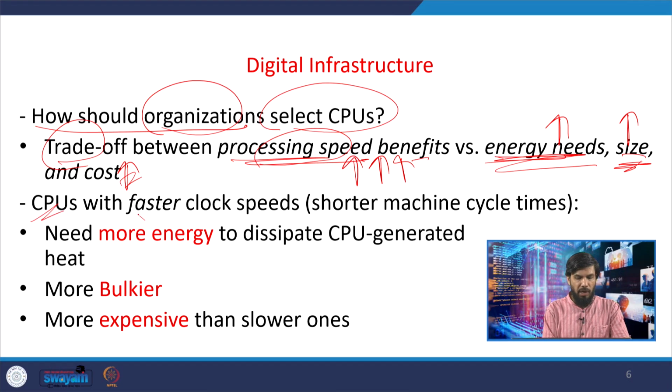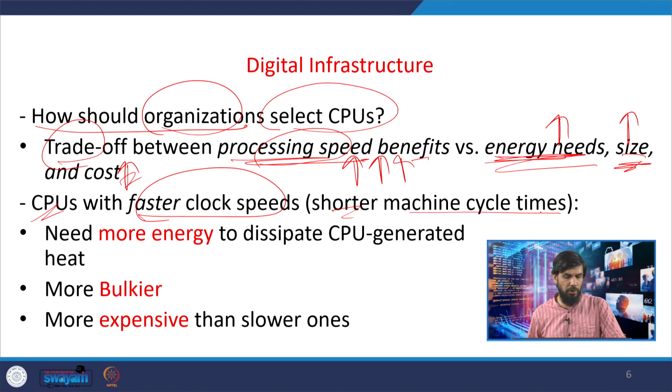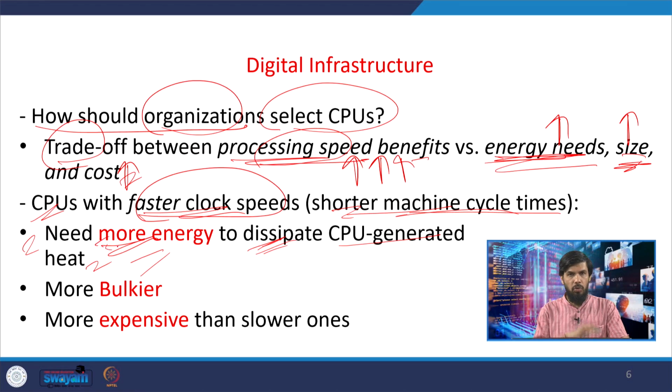So CPUs with faster clock speeds, that means shorter machine cycle times. We talked about this in the previous session. Faster clock speed, shorter machine cycle times, they need more energy to dissipate the CPU-generated heat. A lot more energy would be produced, so that is to be dealt with. Therefore more energy would be needed just to cool down the CPUs, and they are likely to be bulkier and more expensive than the slower options available in the market.